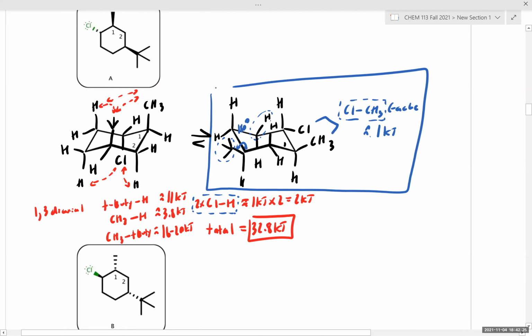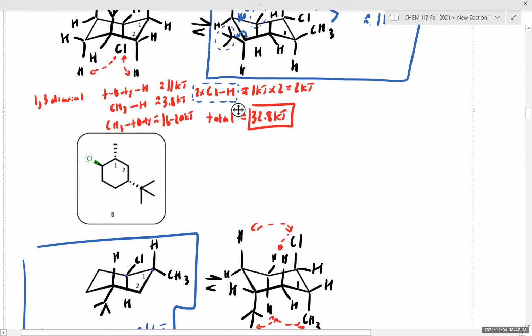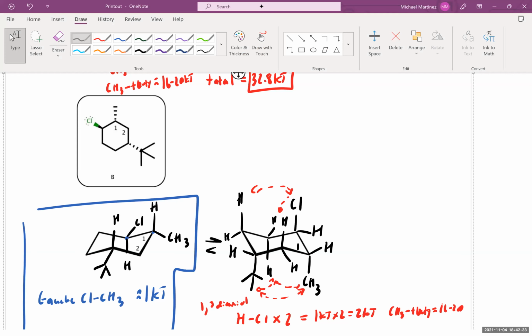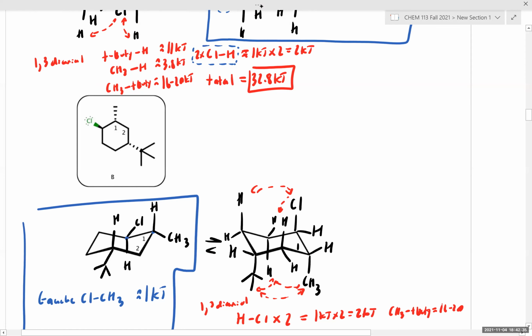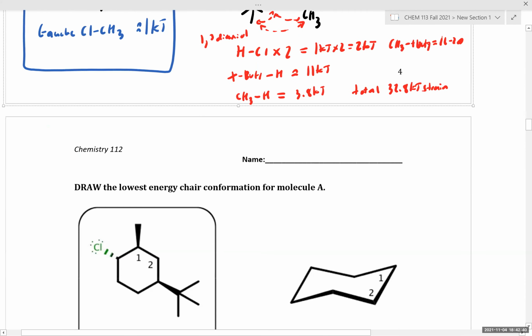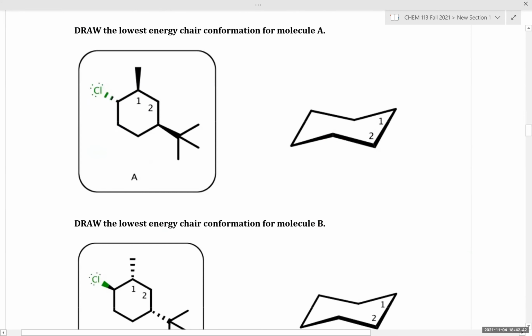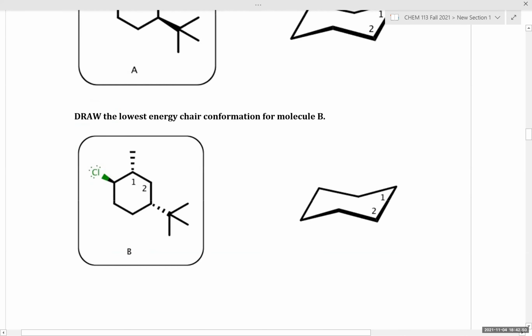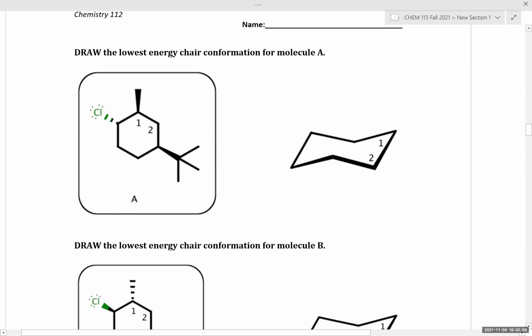For structure A and B, if we compare the energies of the lowest energy conformation, both A and B are identical in energy, which makes sense because they're enantiomers. So just to show this, we're going to draw the lowest energy chair conformation for molecule A and for molecule B. You may have to redraw your chair conformation template or draw out the ring flipped form.